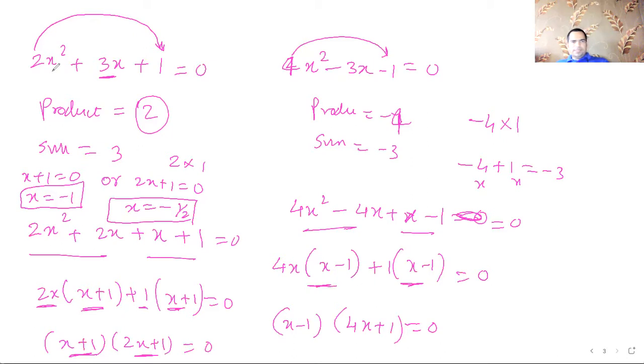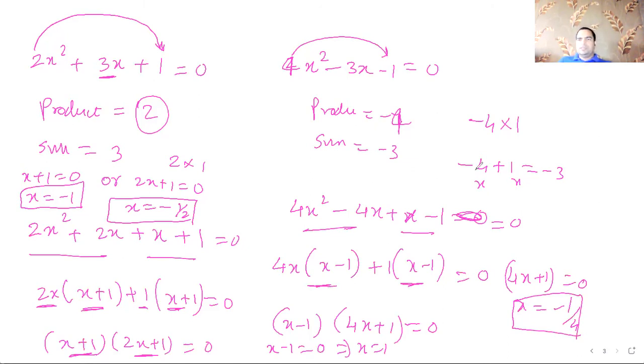If I plug in x is negative 1 here, you'll see your answer comes to 0. Similarly here, if it is 0, then x minus 1 is 0. That gives me x is 1. Or 4x plus 1 is also 0, that gives me x is negative 1/4. So this is solving a quadratic when it is equated to 0. So this is how you do splitting of the middle term, factoring out a quadratic, and solving the equation.